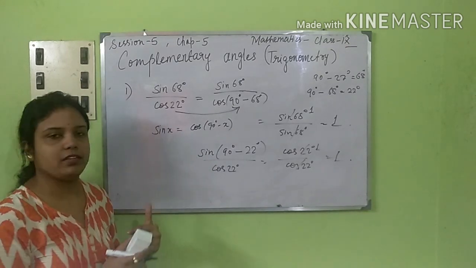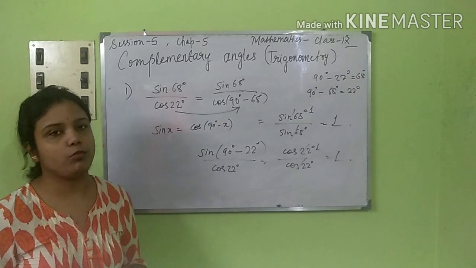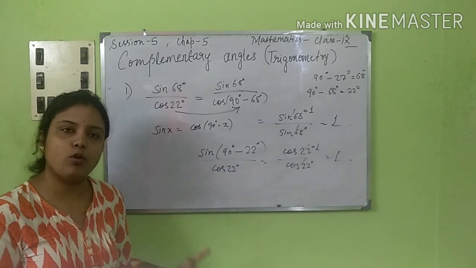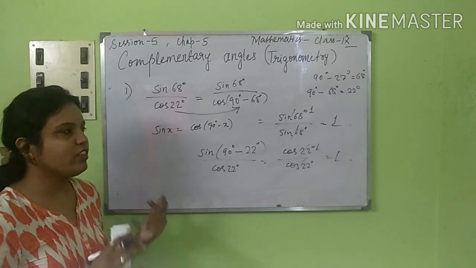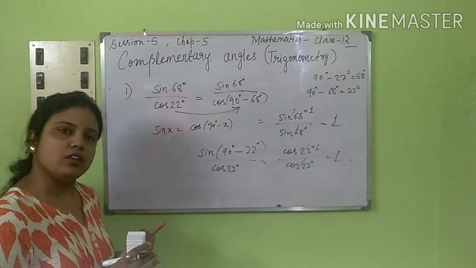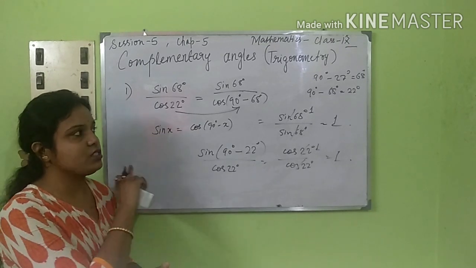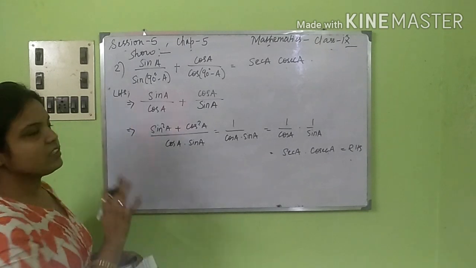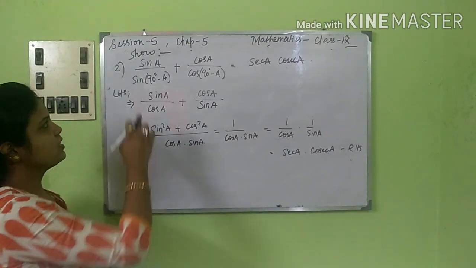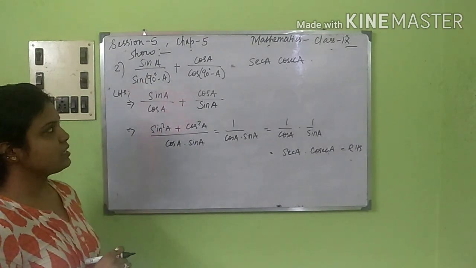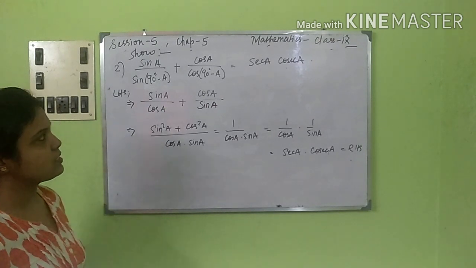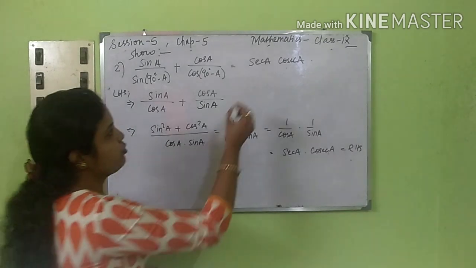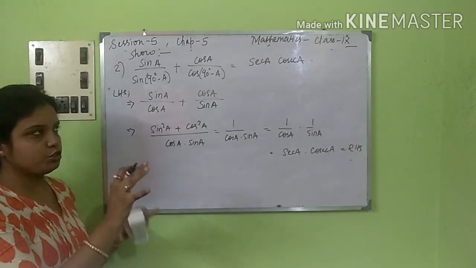Okay, let me come to other examples as well. Using this particular formula only, it can be sin, cos, tan, sec, cosec, cot, anything, with all the trigonometric ratios that we know, using the same basic formulas which I have already shown on the board. Now I have taken one sum where it says: show that sin A by sin 90 degree minus A plus cos A by cos 90 degree minus A equals sec A into cosec A. Now you have to prove this.